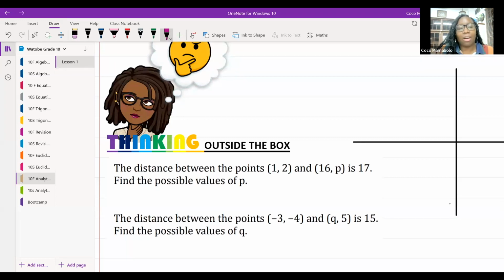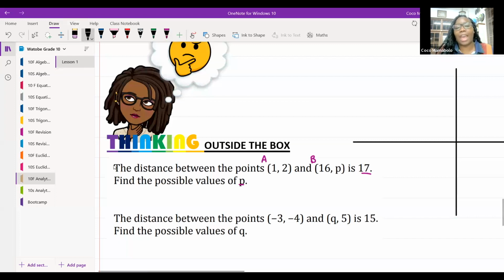All right, now this question over here says: the distance between points (1, 2), we're going to call this one A, and (16, p), we're going to call this part B, is 17. So they give us the answer to the distance, right? And they say, find the possible values of p.